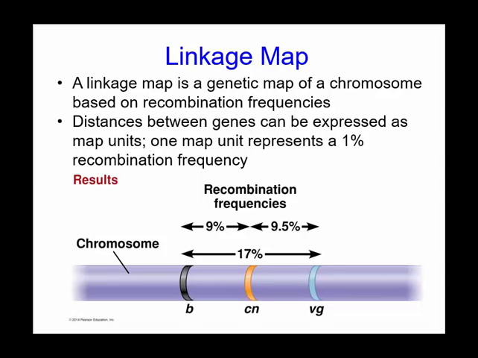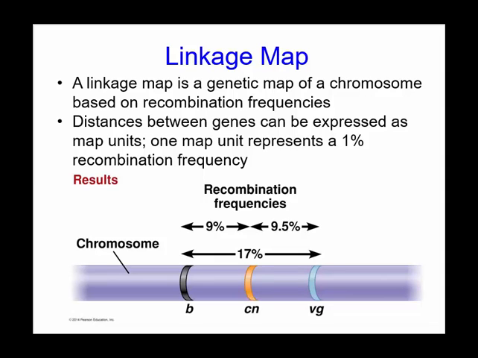Now, if you've got sharp eyes, you might notice, if we've got three different genes here of interest, B, CN, and VG, that the recombination frequency between B and VG is 17%. And then if we looked at these other individual traits, B and CN, we're going to do some crosses with those, and CN and VG, we'll do some crosses with those, and we get 9 and 9.5. Oh, that equals 18.5%. So how can we have 17% here, but 18.5% when we look at these other pairs of traits together? Well, it comes back to recombination.